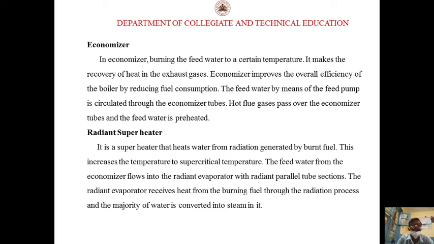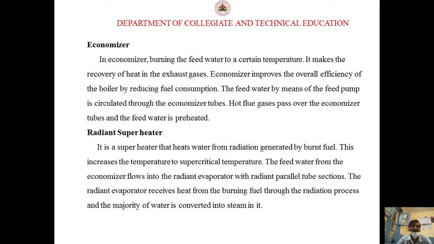Economizer. In the economizer, the feed water is heated to a certain temperature, which makes use of the recovery of heat in the exhaust gases. The economizer improves the overall efficiency of the boiler by reducing the fuel consumption. The feed water is circulated by the feed pump through the economizer tubes. Hot flue gases pass over the economizer tubes and the feed water is preheated.